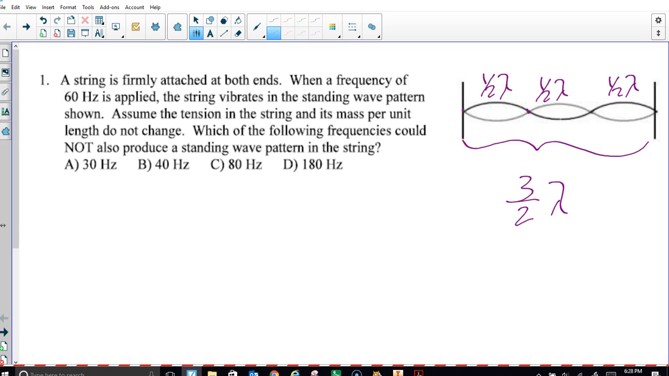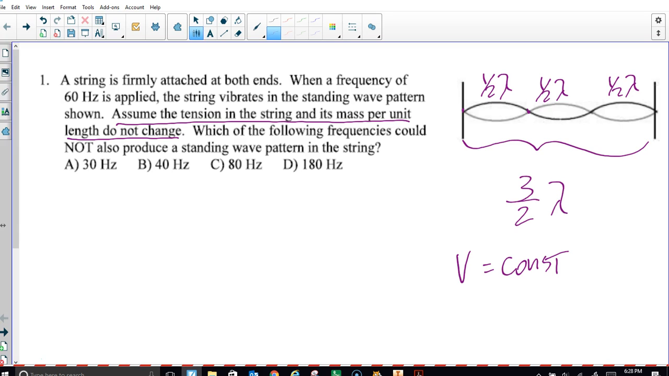Tension in the string, the mass per unit length. The reason I have to say that stays the same is that it affects the speed of the wave. And they're saying that doesn't change. So speed is always the same from one situation to the next. It's not a big deal. It's just a detail they have to give us. All right. Which of the following frequencies could not also produce a standing wave?